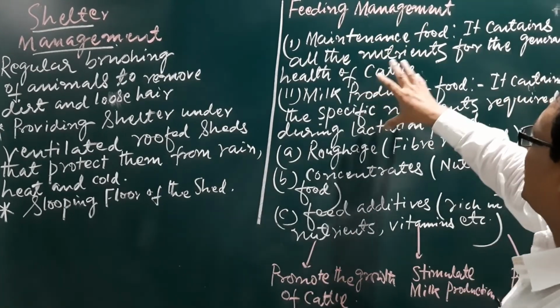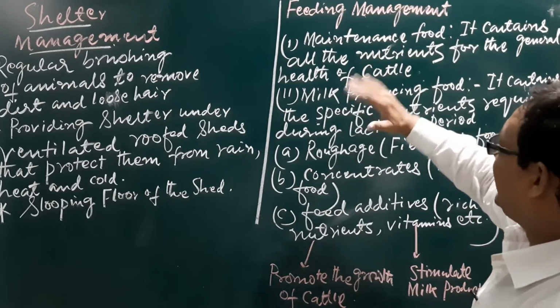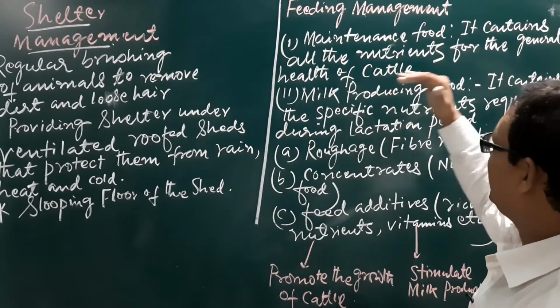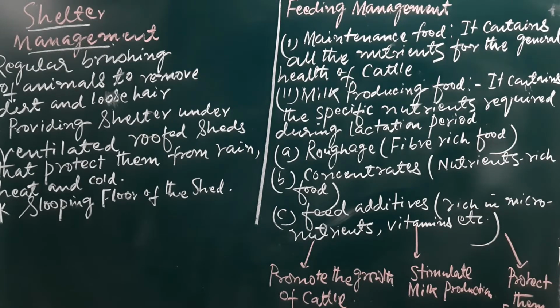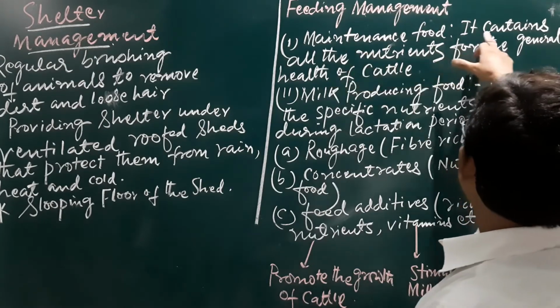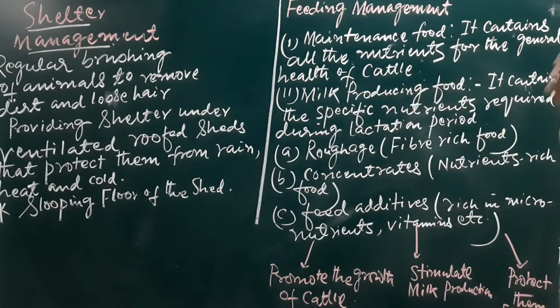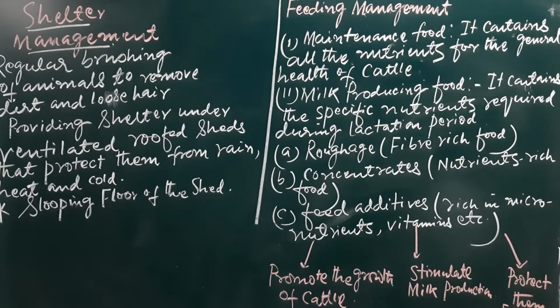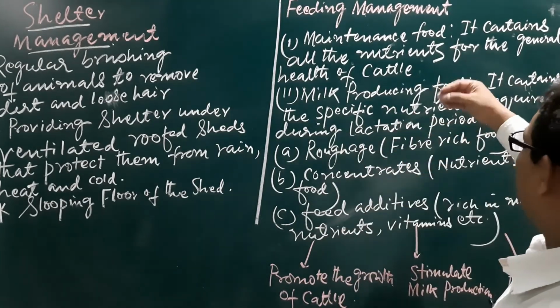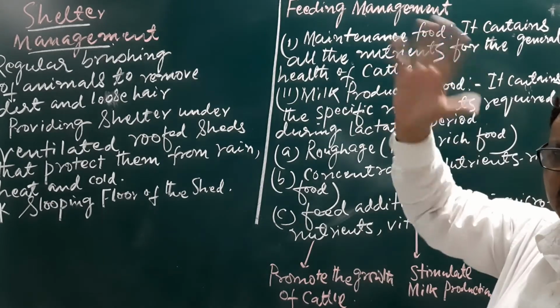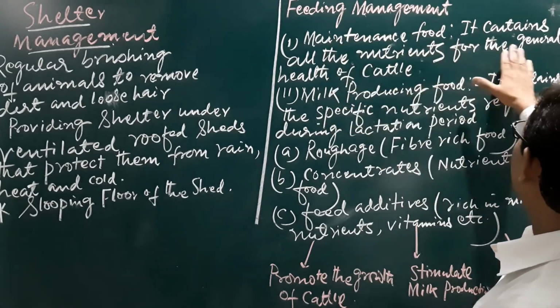It is the feeding management: maintenance food, and the second important one, the milk producing food. As we are talking about the management of the milk animals that will provide us milk, also known as dairy animals. The maintenance food contains all the nutrients, starting from carbohydrates to vitamins. You have an idea about the animals, the human being.